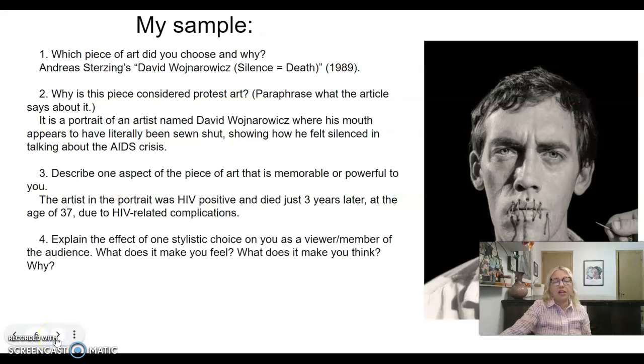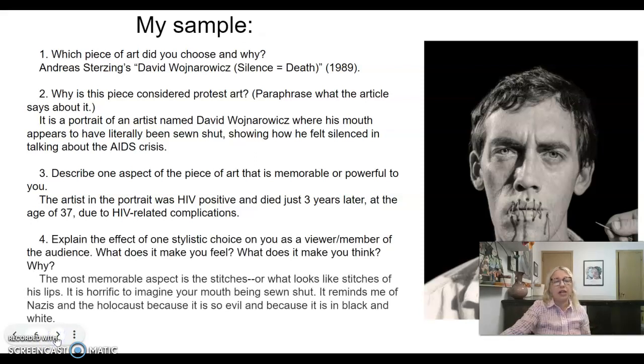The effect of a stylistic choice. Here's what I chose: the stitches. It looks like stitches, at least, on his lips. It's horrific to imagine your mouth being sewn shut. It reminds me of Nazis and the Holocaust. It's so evil. And it's black and white, too, almost making it look old, like it's from the Nazi era or something like that.